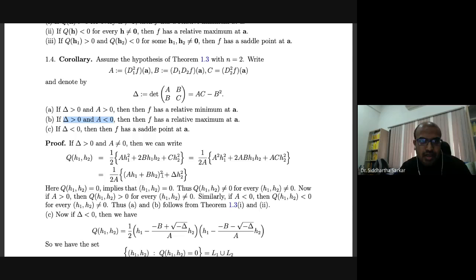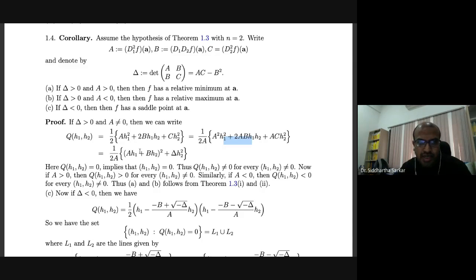So first of all, let us look at the case where delta is positive. If delta is positive and A, I am assuming, is non-zero, then this quadratic form Q(h1, h2), I can simply take 1 by A outside and write it in a square form. Then it turns out to be 1 by 2A. Make this a full square and then adjust the remaining terms. Then this one turns out to be (AC minus B square) times h2 square.